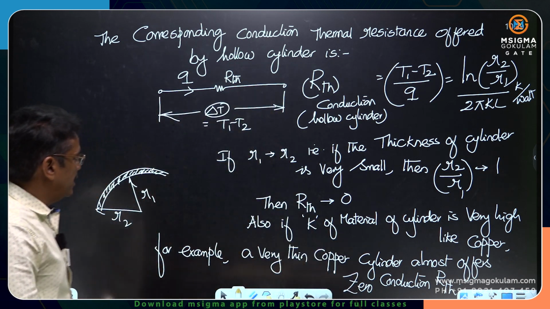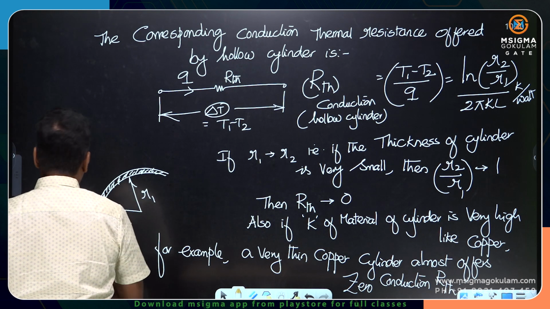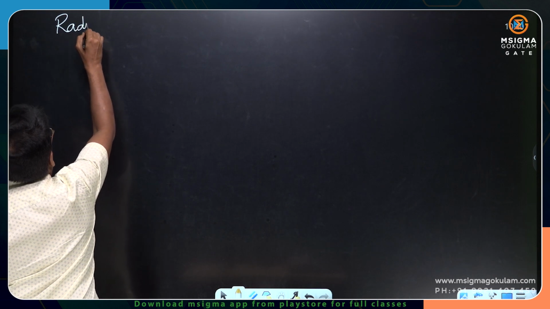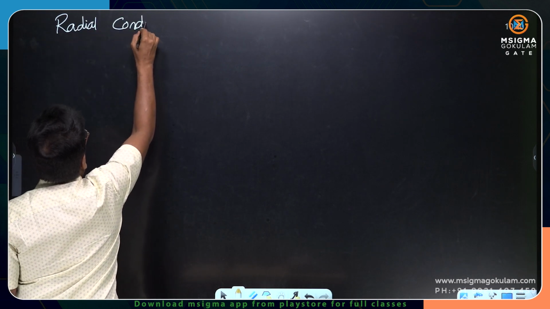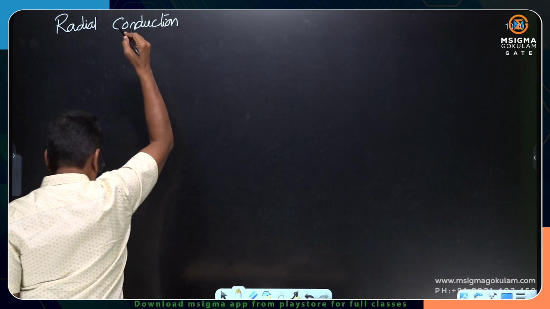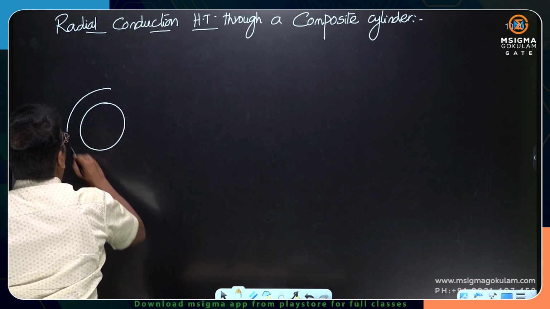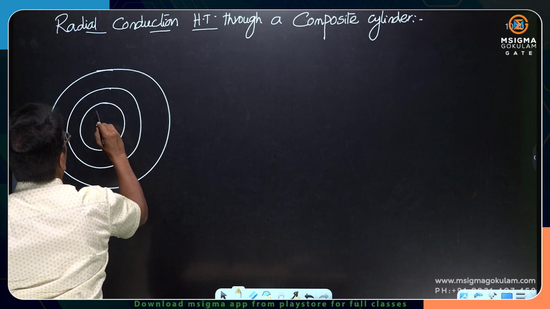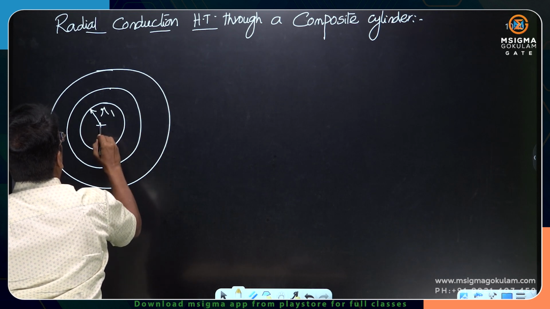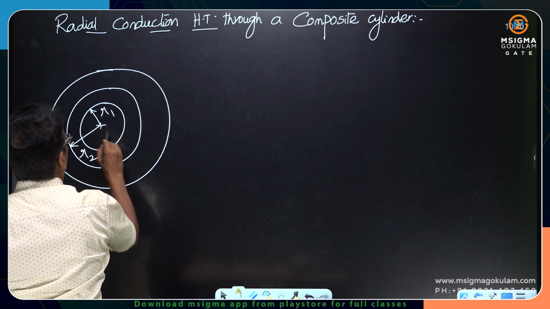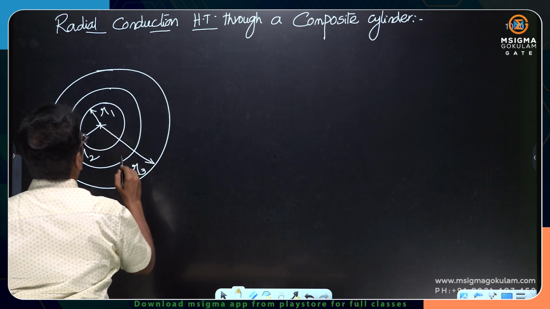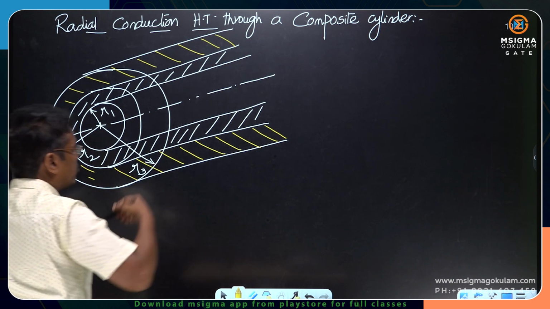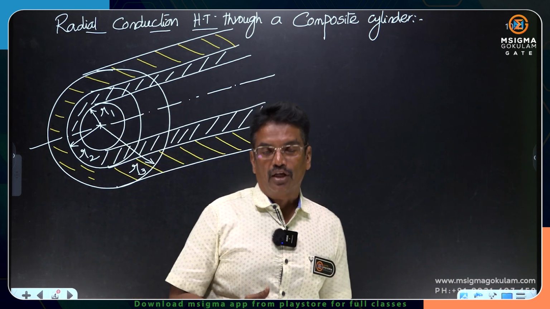Okay, now this is the hollow cylinder case. Now I would like to consider a composite cylinder: radial conduction heat transfer through a composite cylinder. Composite cylinder means made up of 2 different materials, R1, R2, R3. Composite cylinder means one material is lagged above the other. We can think of it like this.